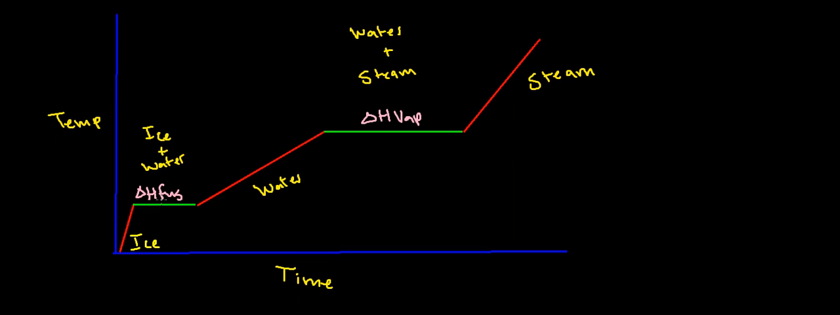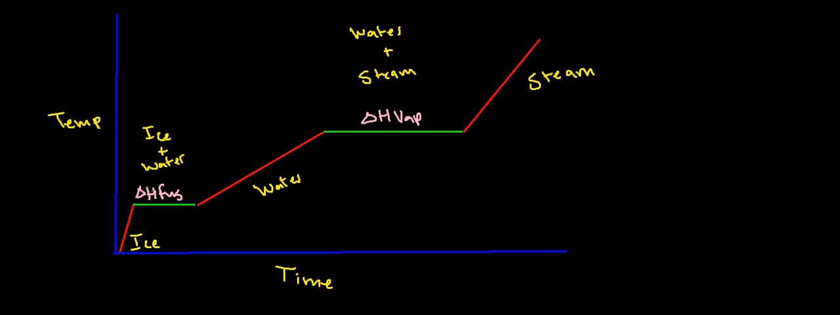The delta H fusion is similar to delta H vap, which is the energy required to vaporize, or convert, 1 mole of liquid to gas. Delta H fusion is the amount of energy required to convert 1 mole of solid to liquid. And while this phase is going on, the temperature of the sample is not increasing.